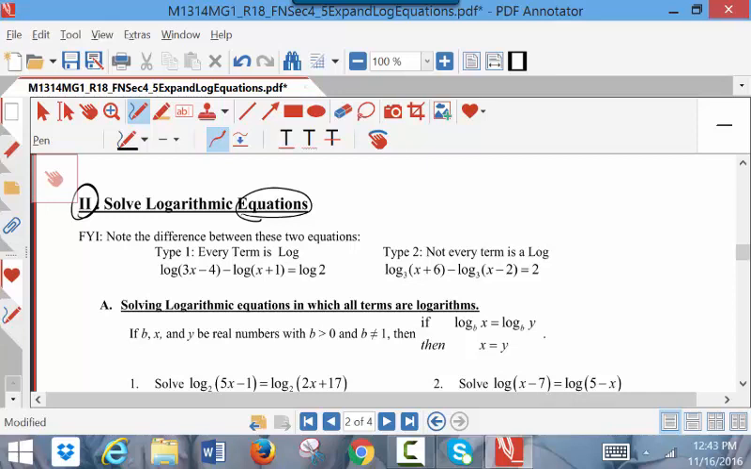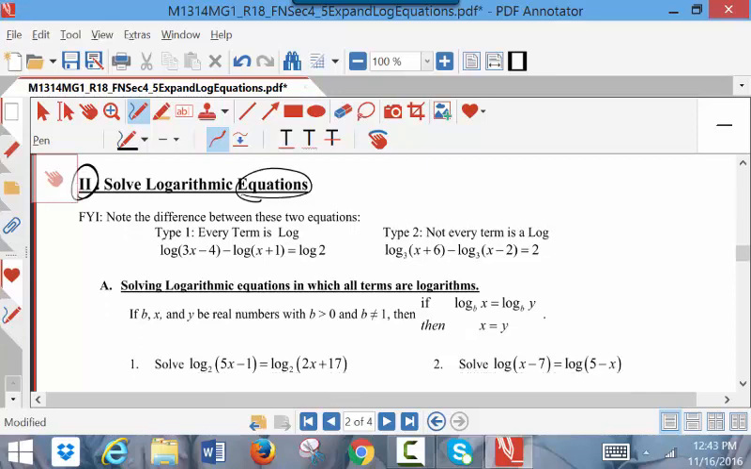The rest of this section was exponential equations. These are logarithmic equations. There are two very distinct types of logarithmic equations. Type 1: every single term is a logarithm. A logarithm minus a logarithm equals a logarithm. Every term is a logarithm. Type 2: not every term is a logarithm. In other words, a logarithm, oh, not a logarithm. So when you get a logarithmic equation, you want to first identify whether every term is a logarithm or not, because you solve them differently according to that.